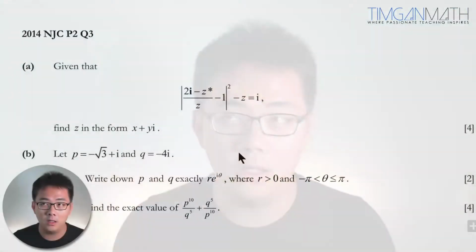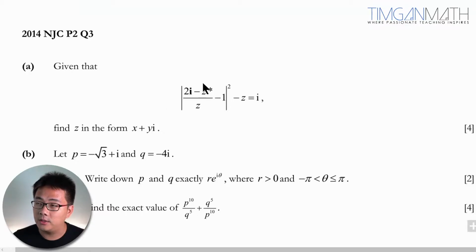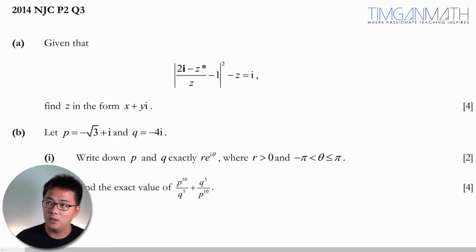Hi students, let's look at this question here, which was actually taken from the year 2014 from the NJC, and it's taken from the prelim paper, paper 2, question 3, and this question is on complex numbers. It's a pretty interesting question here. So you're asked to find z from this equation here.